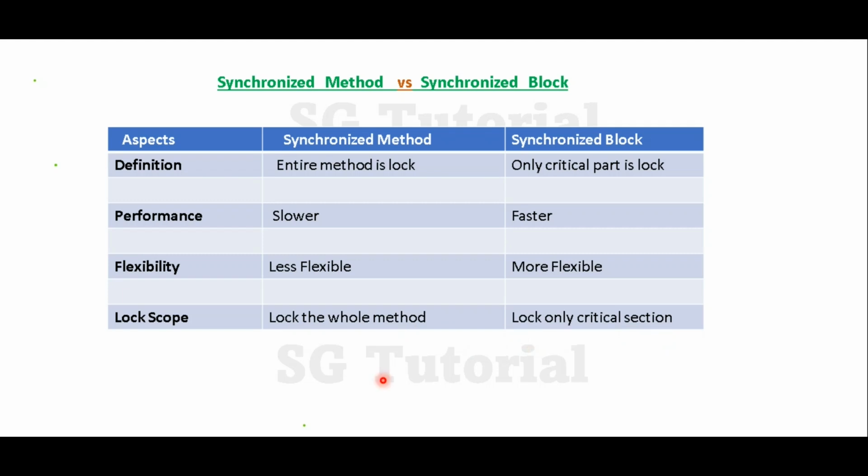So simply remember, if the whole method needs thread safety, use a synchronized method, and if only a small part needs safety, use a synchronized block. Okay, that's it. I hope you understand the difference between synchronized method and synchronized block practically.